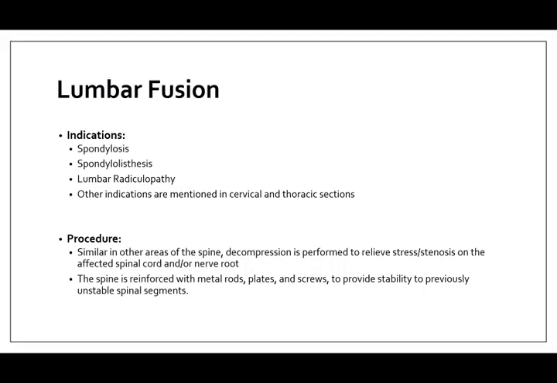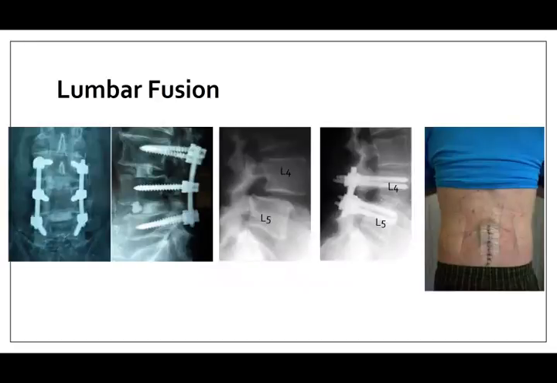So they would have to go in, if someone's becoming very symptomatic of this, and do a lumbar fusion to try to correct this. The procedure is similar to other areas of the spine. Decompression is performed, and then the spine is reinforced with metal rods, plates, and screws to provide stability to that previously unstable spinal segment. As we look ahead here, here's some of the images, and as you can tell, it looks very similar to the fusion performed in the cervical spine.